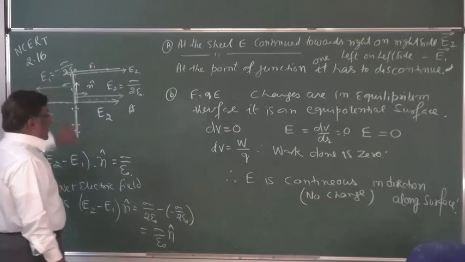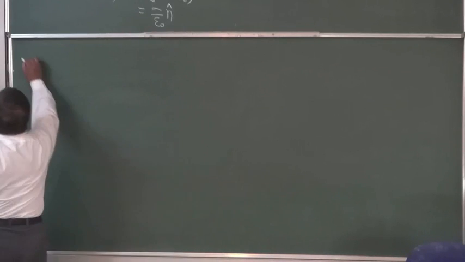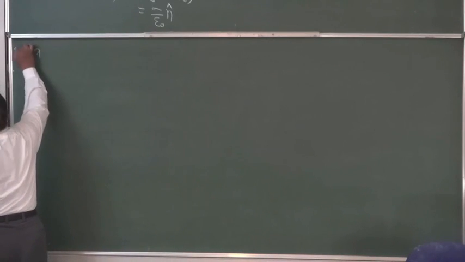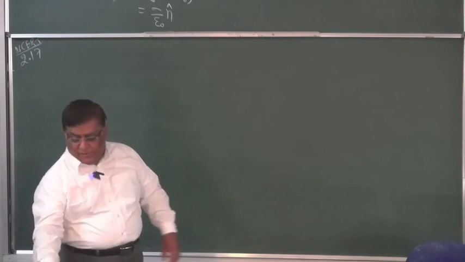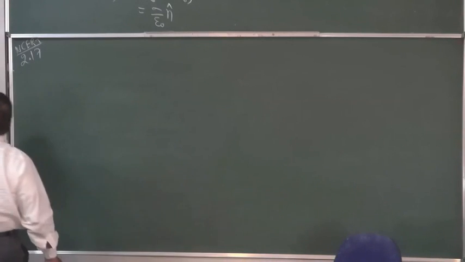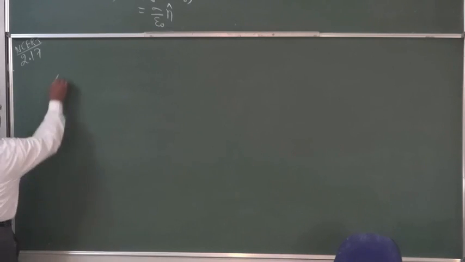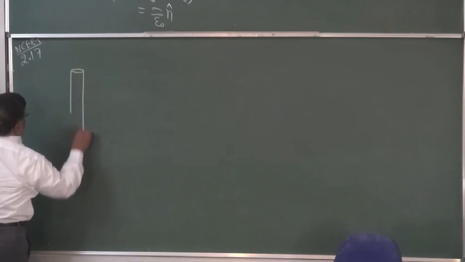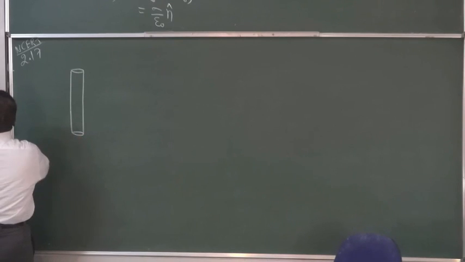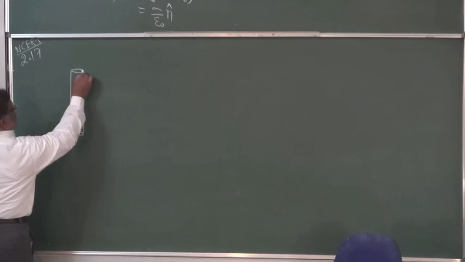Okay, this was 2.16. Now let's go to question number 2.17. A long charged cylinder. This is a cylinder, a long charged cylinder, which has linear charge density lambda per unit length.